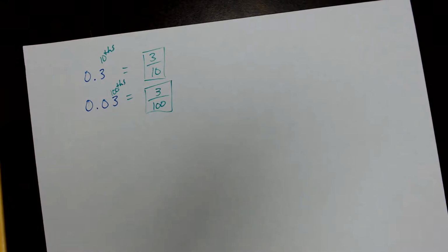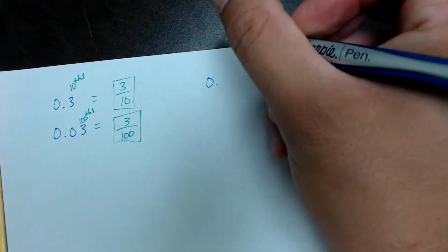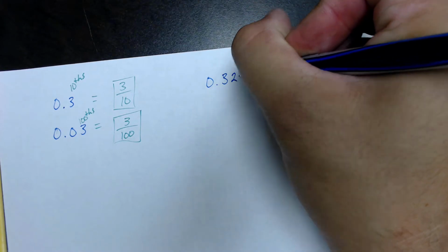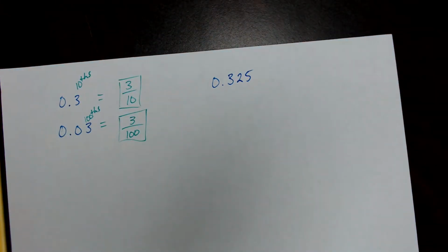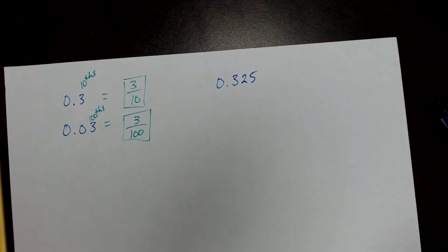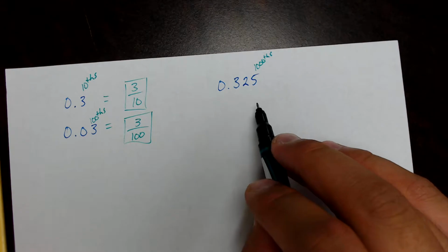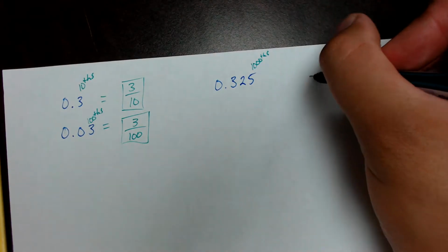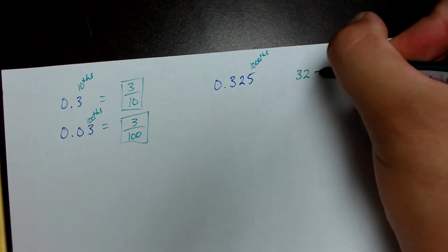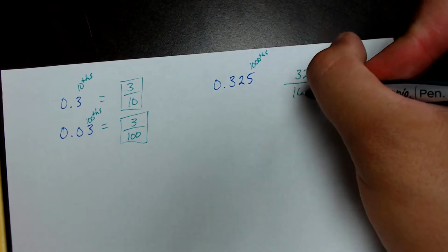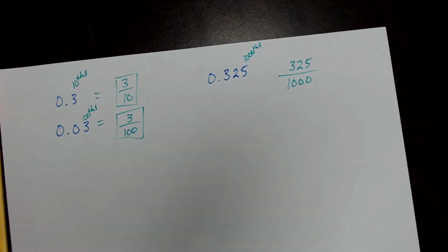Okay, let's see if we can throw a trick question in here. Now let's say we've got 0.325. Okay, this is read as 325 thousandths. So the 5 is in the place value of thousandths, which means I'm going to take this entire number, 325, and put it over the number 1,000. So 325 over 1,000. Now I have to ask, can I reduce this?